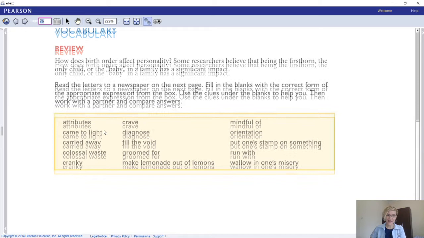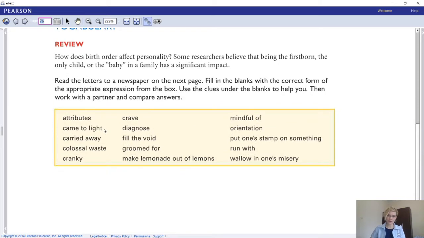Okay, so how does birth order affect personality? Some researchers believe that being the firstborn, the only child, or the baby in the family has a significant impact. Now, looking at Indonesia, the firstborn culturally has a different responsibility. There are higher expectations of the firstborn, and the babies are generally, in the world, assumed to be spoiled, right? So, does that have any impact?